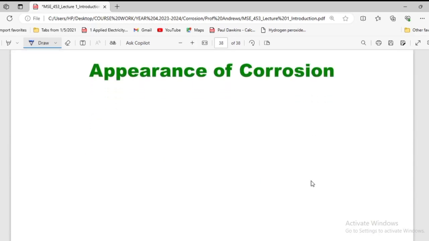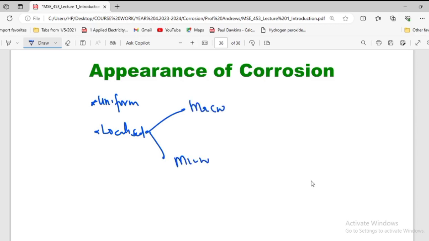Now we'll look at the last thing, which is the appearance of corrosion. The appearance of corrosion can be uniform or localized. For localized, we have two: the macro, which can be seen by the eye, and the micro, which cannot be seen by the eye. Examples of localized corrosion, which cause a localized appearance, are pitting corrosion and galvanic corrosion. We have a lot of them.